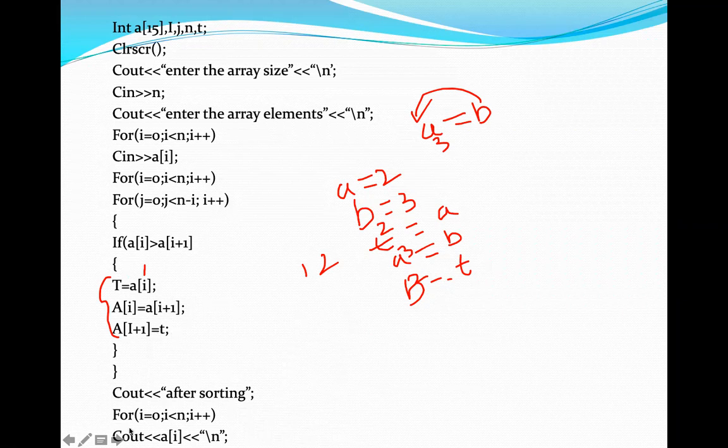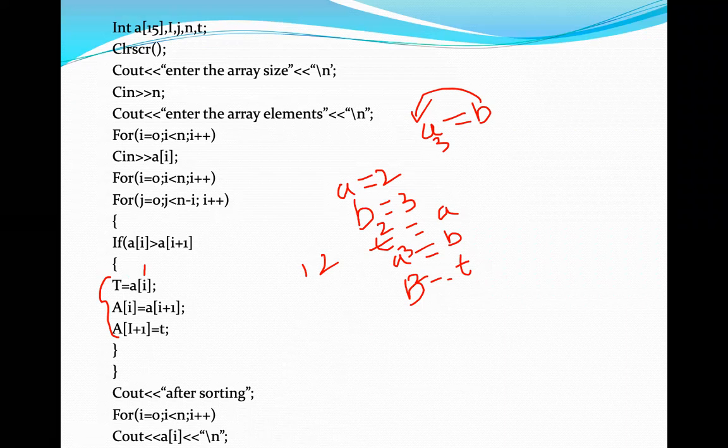After sorting, only one loop we need to write. After swapping, the values will be printed here. This is the printing loop, this is the reading loop, this is for sorting with its condition, and this is for the output. After sorting, what will be the output? Three times we need to iterate the loops.